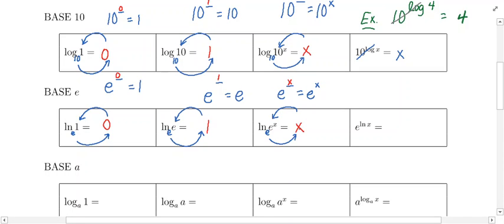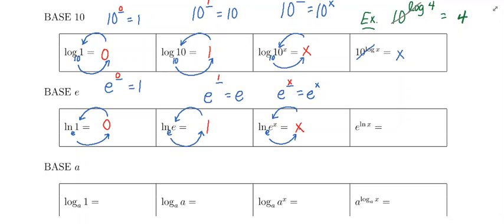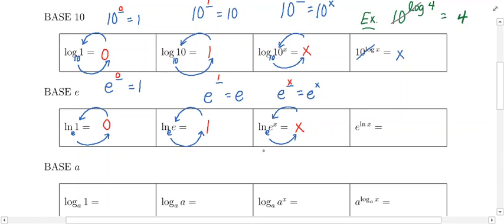Okay, so the natural log of e to the x is x. It's the same kind of thing. Natural log of x and e to the x are inverse functions. So if natural log and e are side by side, they are going to cancel out.